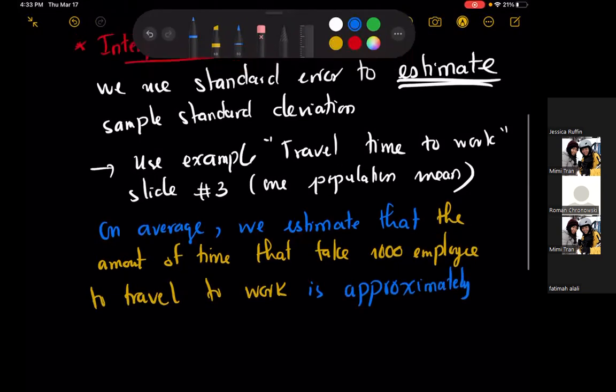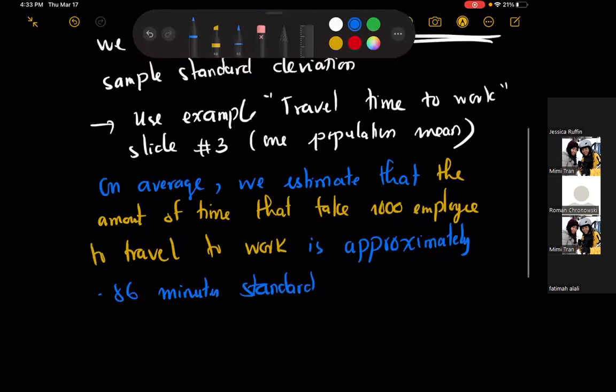how many standard deviations away? 0.86, right? 0.86 in that example. 0.86 minute standard deviation away, I believe. Give me a second, okay? I want to know the standard deviation, standard error.